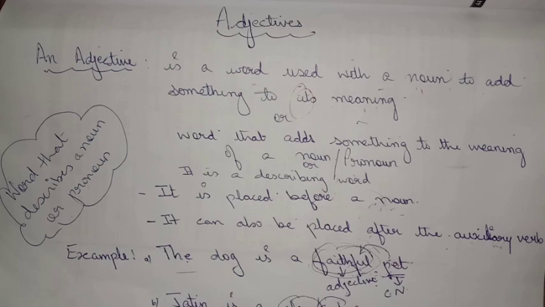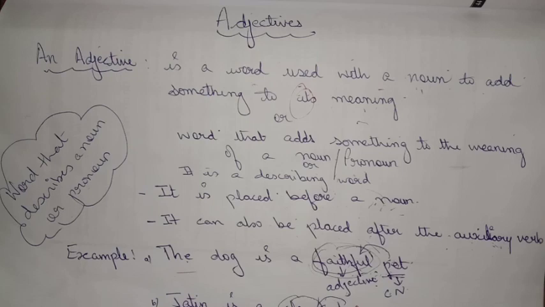It is used before a noun. It is placed before a noun. Sometimes you can also place an adjective after the auxiliary verb. All in all, you can say that adjectives are the words that describe a noun or a pronoun. It is a word that describes a noun or a pronoun.